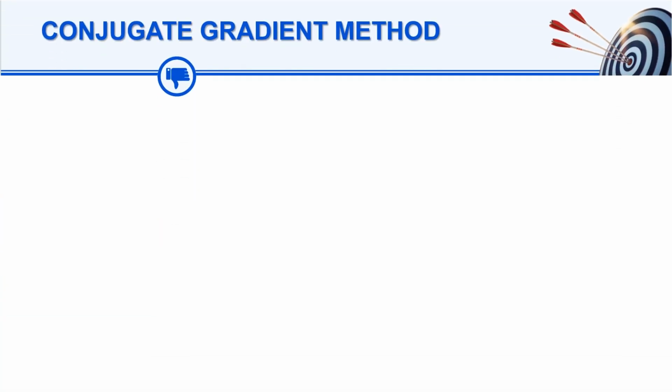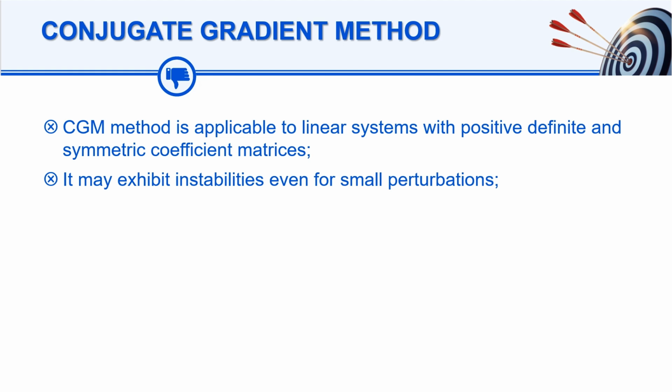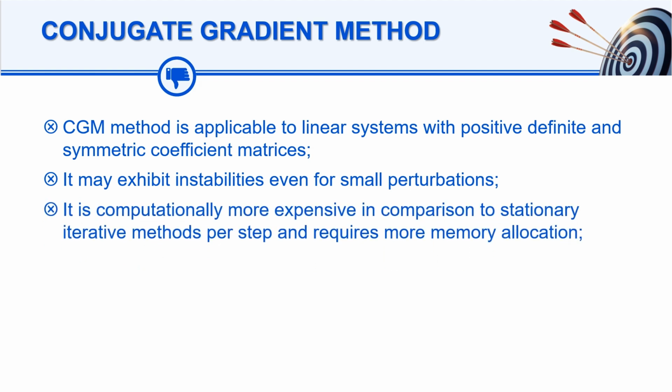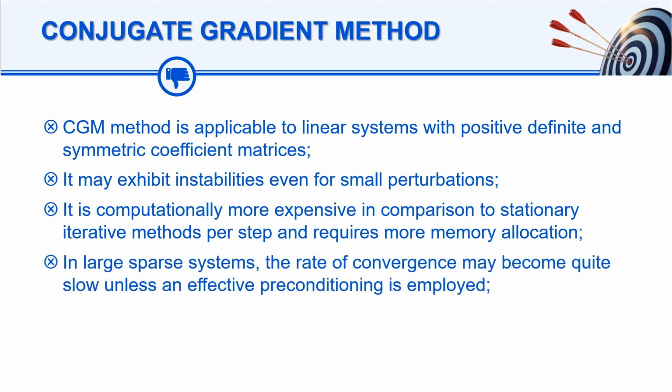The method has the following disadvantages. Conjugate gradient method is applicable to linear systems with positive definite and symmetric coefficient matrices. The method may exhibit instabilities even for small perturbations. The method is computationally more expensive in comparison to stationary iterative methods per step and requires more memory allocation. In large sparse systems, the rate of convergence may become quite slow unless an effective preconditioning is employed.